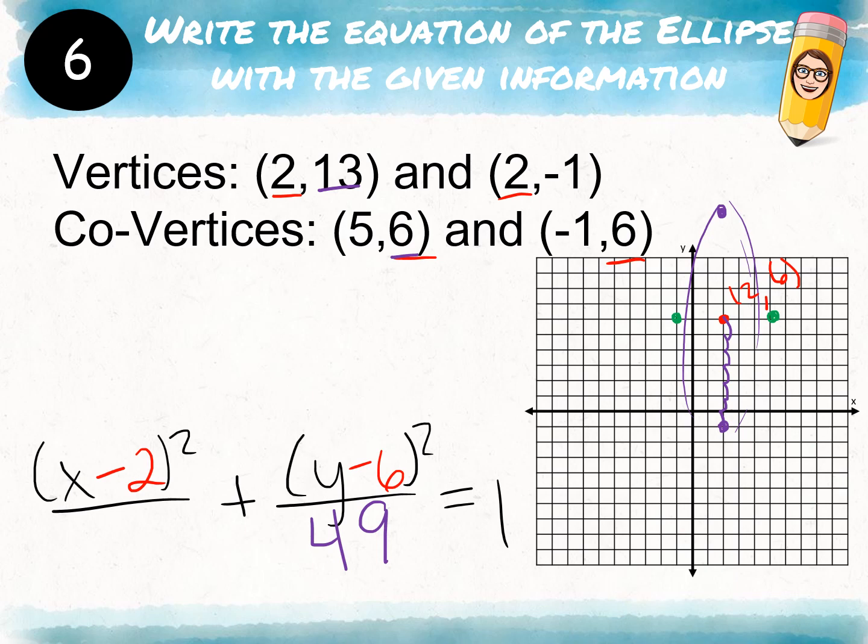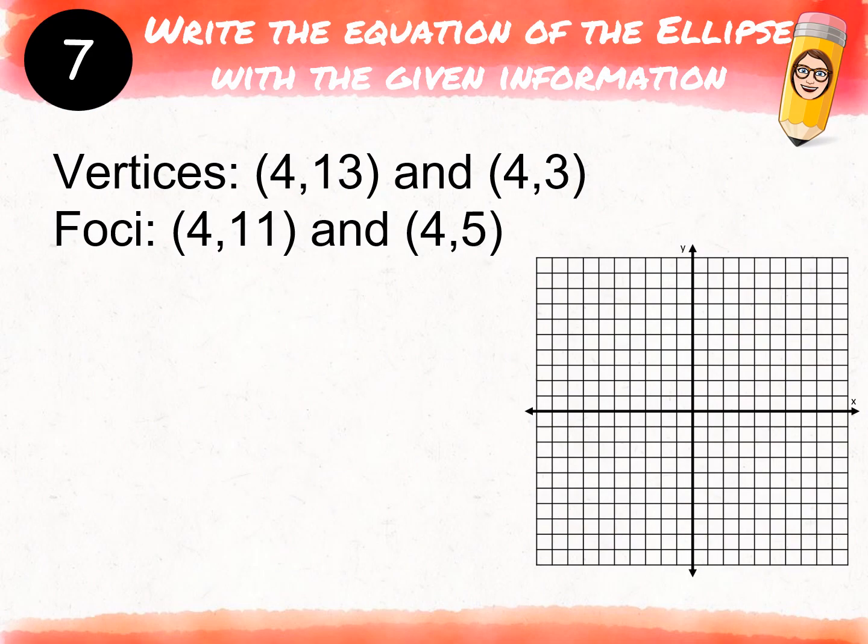Okay? Let's talk about my b squared value. Distance from center to co-vertex, 1, 2, 3. So b squared, if I have 3, I'm going to write 9. Again, look how much easier that was with a picture. All right, let's take a look at the next one.